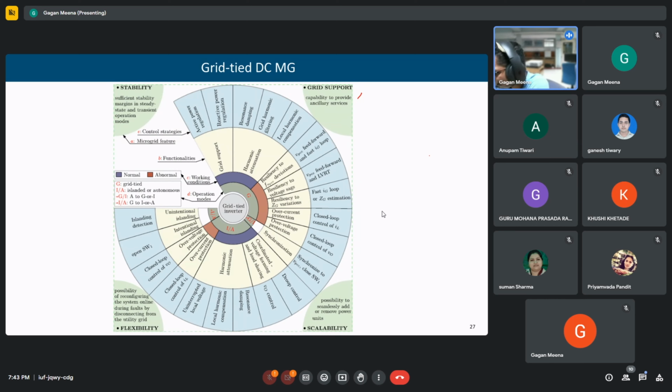So this diagram is a very good diagram. One diagram covers several things. Starting from the innermost circle, grid tied inverter. After that, it is the operation mode section. In grid tied mode, it can offer so many services. And for normal and abnormal conditions, two colors are used, blue and red. So in grid connected mode, so many services can be provided by the DC microgrid.